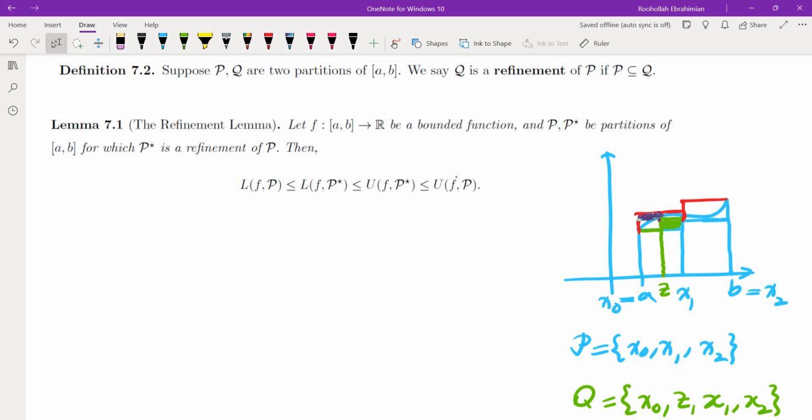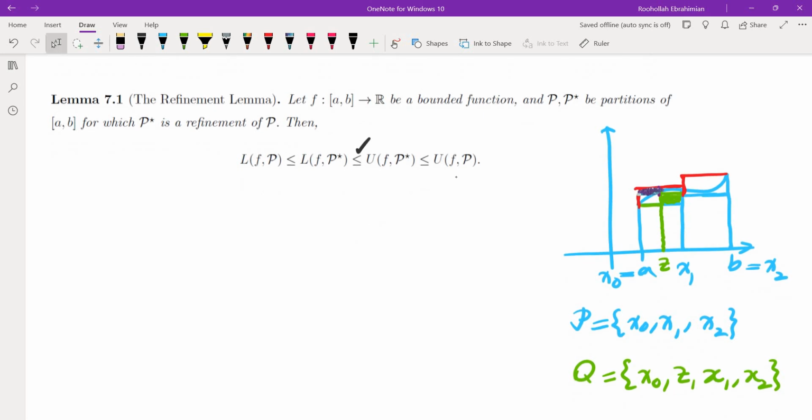It says, suppose you have a bounded function f, and P and P star are partitions of [a, b] for which P star is a refinement of P. So it means P is inside P star. Then the lower sum of f relative to P is less than or equal to the lower sum relative to P star, which is less than or equal to the upper sum relative to P star. This one we have proved before. We know that the lower sum is always less than or equal to the upper sum for the same partition. And that's less than or equal to the upper sum of f with respect to P.